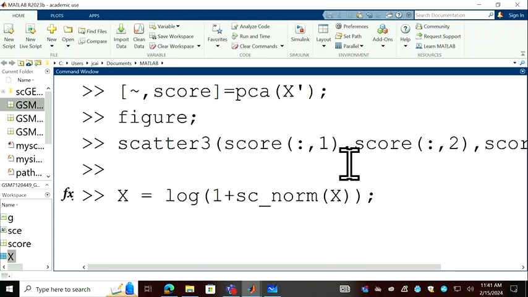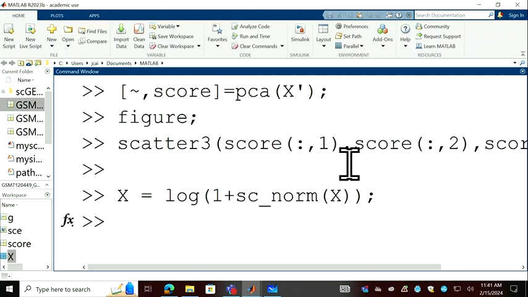Okay, this will change the values of the UMI matrix. So this will do library size normalization using a function in the toolbox. And the outcome is still this X matrix, but normalized by the library size. And then to each value I add 1 and take a log.